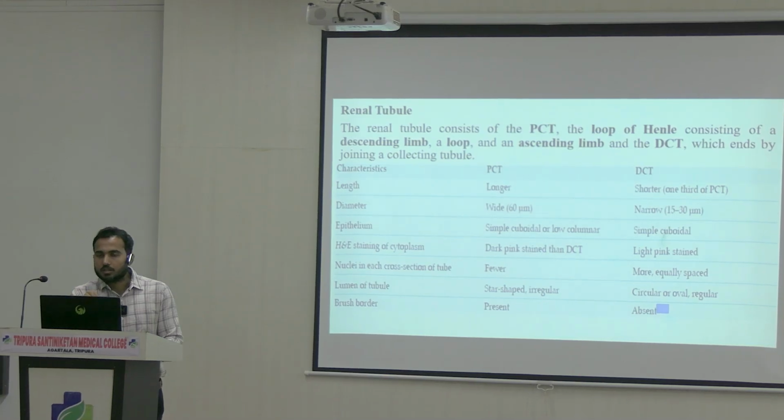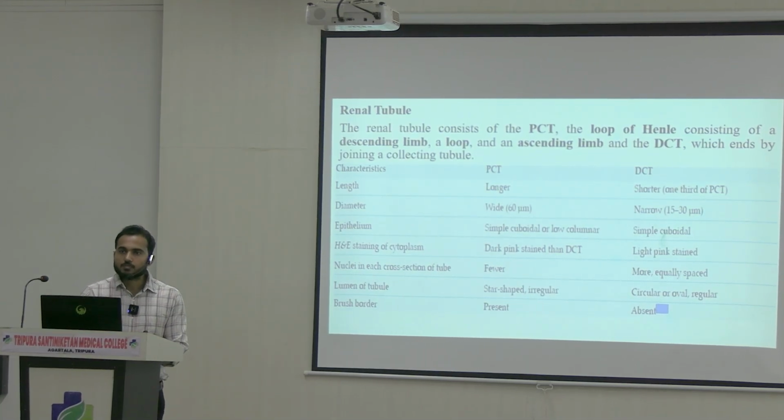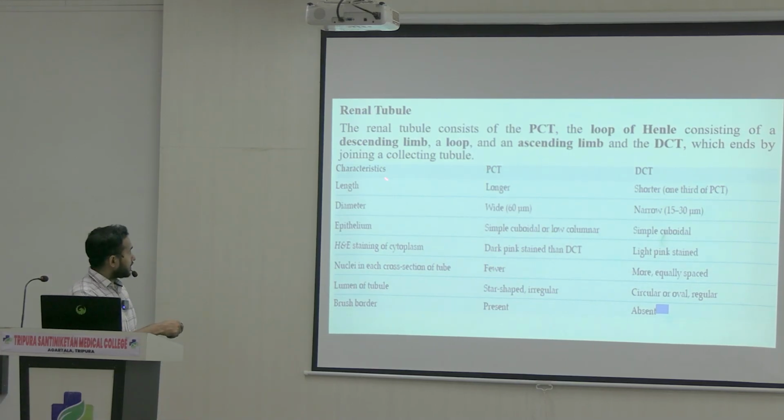Now there is a chart. You can see this is a chart showing the difference between the PCT and DCT. Now this chart is mainly based on the histological appearance. When you see the slide under the microscope, there will be so many cut sections. At that time you have to identify which is PCT, which is DCT. In the diagram it is very easy to identify, but under the microscope how will you identify? For that there are some important features which you should know. In case of PCT the length is longer, in case of DCT it is very short, only 1/3. Next, if you see the diameter, PCT is wide, DCT is narrow.